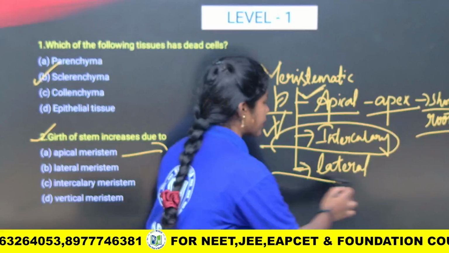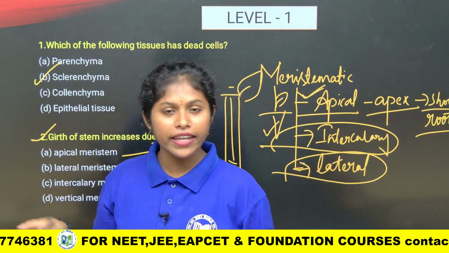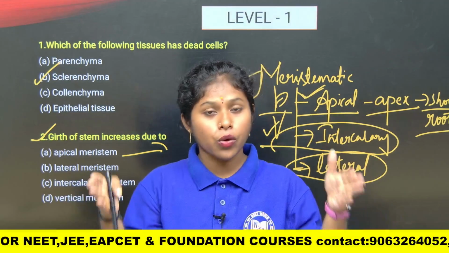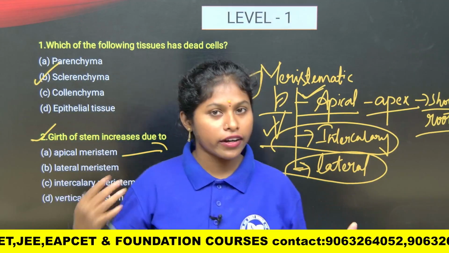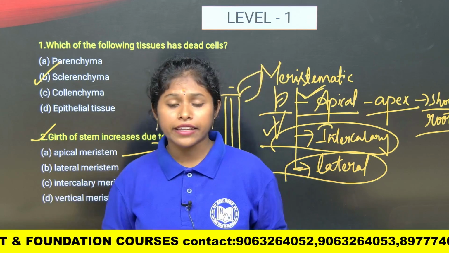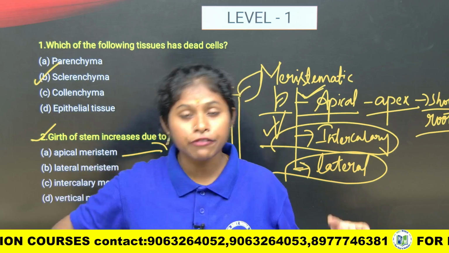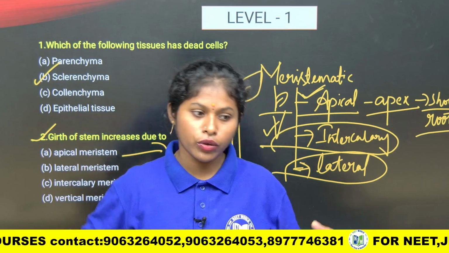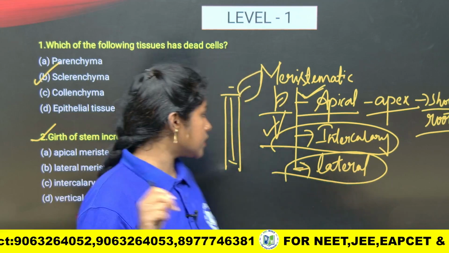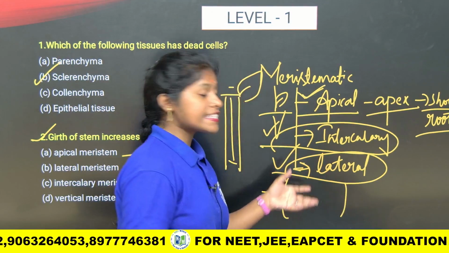Coming to the lateral meristem, it increases the width, the widening of the plant. Why is widening of the plant required? Because if the girth is not increased, all the predators like plant eaters will eat the plant. So for survival, it has to increase its widening, its size, its horizontal growth, right? So the one responsible for the widening of the plant is lateral meristem.